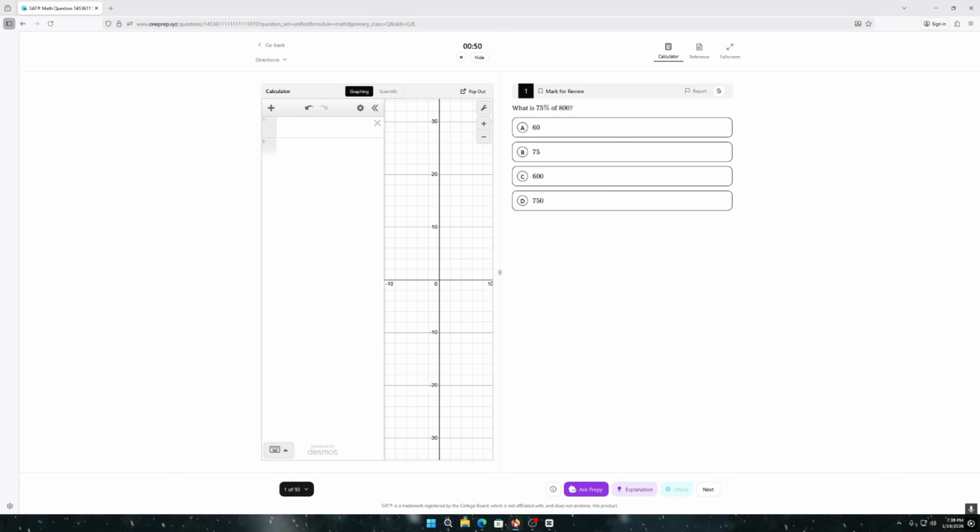Percentages are the easiest with Desmos, because if you hit shift 5, percent of pops up. So you can do 75, shift 5, percent of. 75% of 800 is 600.